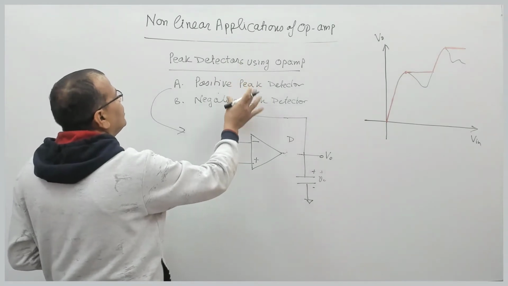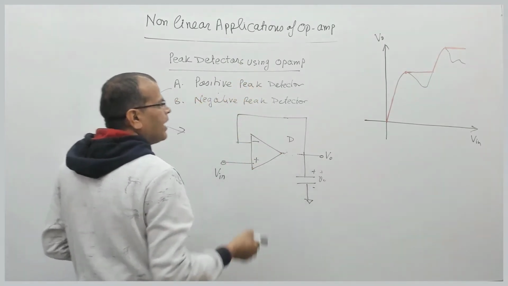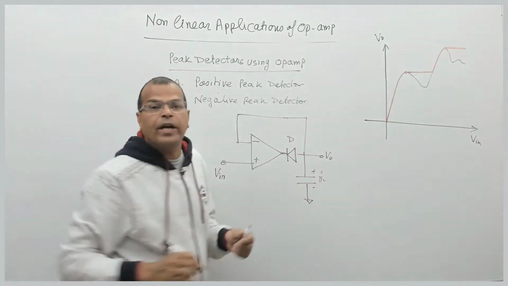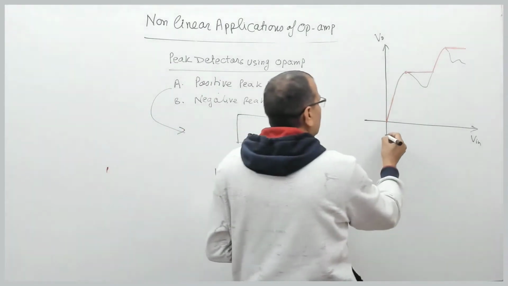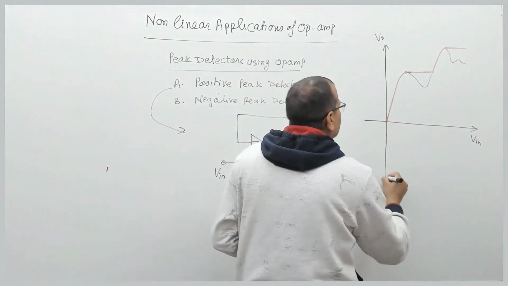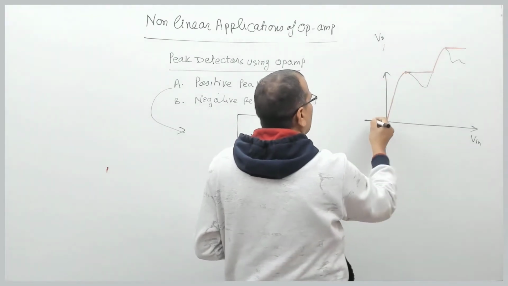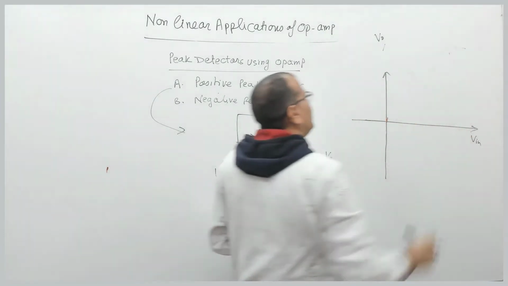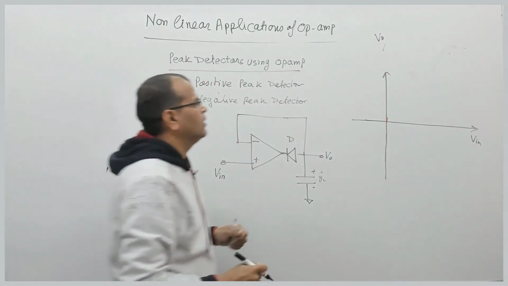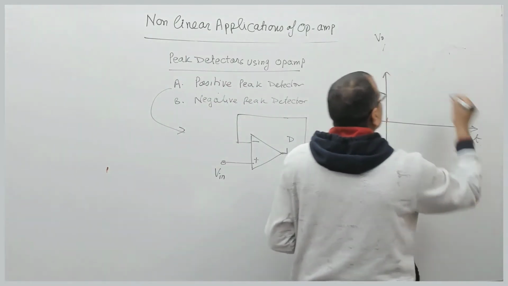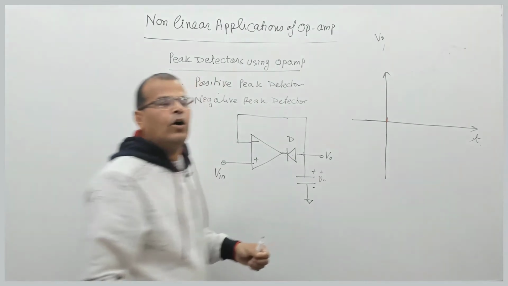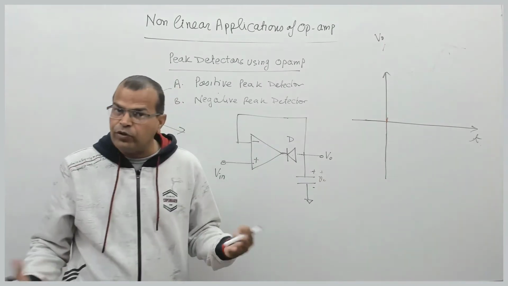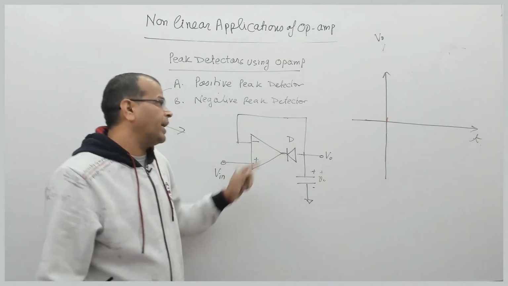Now let us talk about the negative peak detector. In the negative peak detector, everything is similar. The only change is the polarity of the diode. Let us see the second case now. In this case, your output voltage will be something, say, this is time. Your diode will be reverse biased when the input voltage is positive, so it will not be detecting the positive peak, but when the input is negative, let us see that.